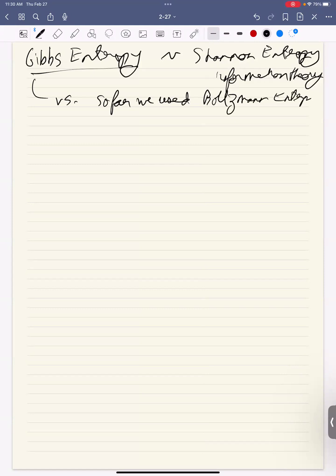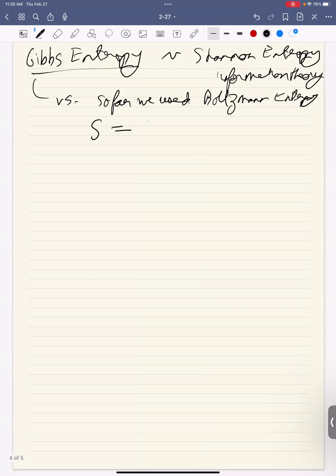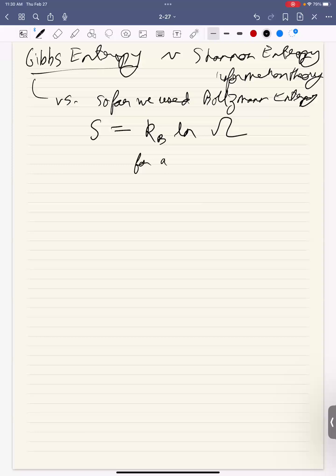Boltzmann entropy is defined as S is equal to KB ln omega for a microcanonical ensemble, right? This is the definition of Boltzmann entropy, which is what we used. So we didn't prove this, remember? We just threw it out there. We said if omega is the number of microstates of a microcanonical ensemble, let's define entropy as log omega. And we showed it has nice properties.